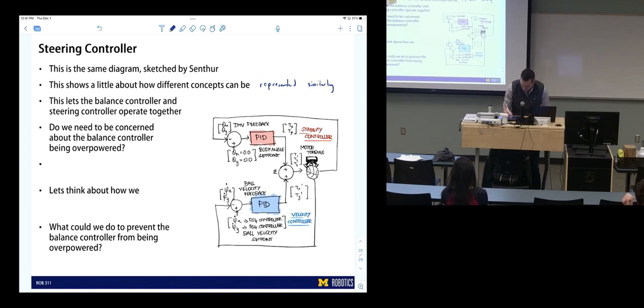And then this lets them operate together, and ideally operate together in such a way that it addresses a challenge that we had. Do we need to be concerned about the balance controller being overpowered? Yes. Yes, we do need to be concerned about that. What will that cause? It'll fall over. It'll lose balance.